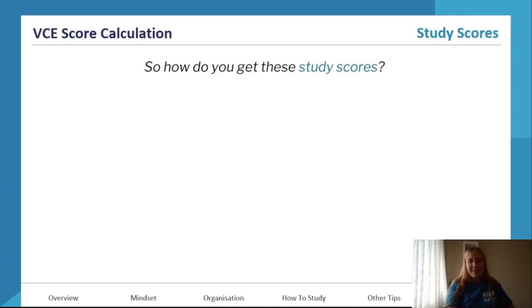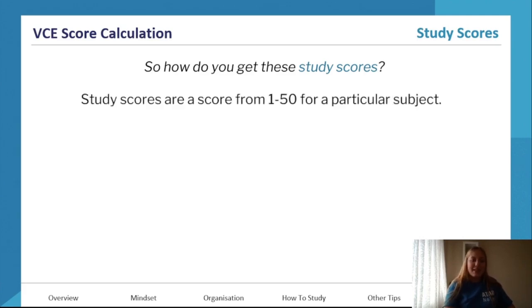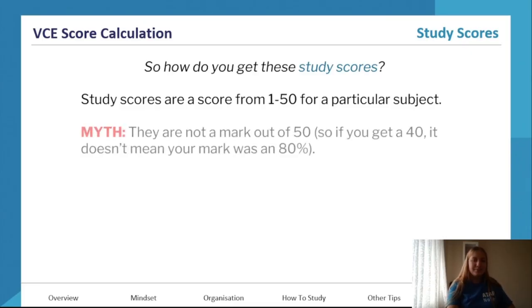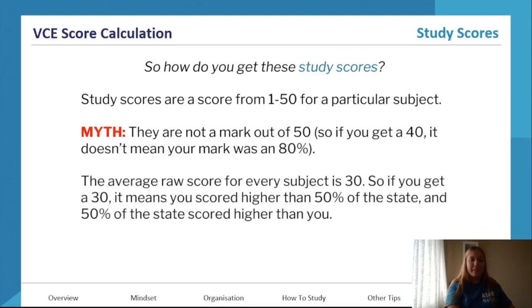So how do we get these study scores? Study scores are a score from a range of 1 to 50 for a particular subject. You should all know this, hopefully, guys. And there is a myth that they're a mark out of 50. So some students think that if you get a 40, it means your mark was 80% for the subject overall. That's completely not the case. It's not like your study score times 2 is your overall mark for a subject. It's not like that at all.